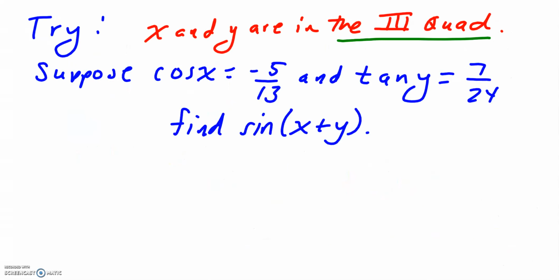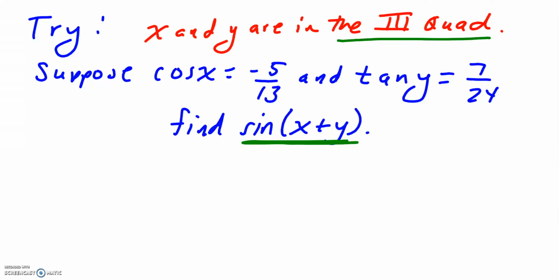Now this last problem I made up for you to try completely on your own. There is a little bit of room in the notes packet in the top corner if you'd like to do this problem here, or you could do it on a separate piece of paper. But I gave you that x and y are in the third quadrant. So I would draw both triangles in the third quadrant, given that the ratio for cosine of x is -5/13 and the tangent of y is 7/24. And your goal is to find the sine of x plus y.